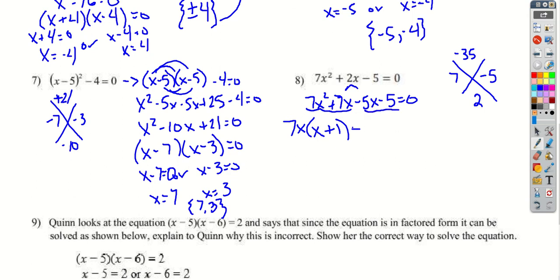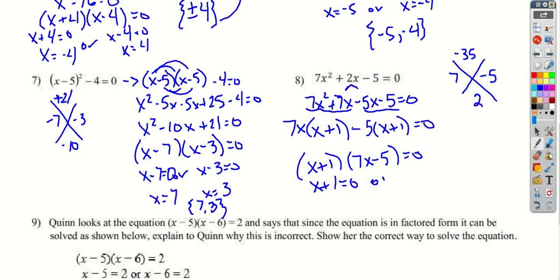And then I'm doing the second two terms, which is a 5. And remember, we have to change the signs, so this is x plus 1 again. Okay, so our two factors are the guys in the parentheses, which is x plus 1, and the guys outside the parentheses, which is 7x minus 5. All right, and then once again, zero product property.